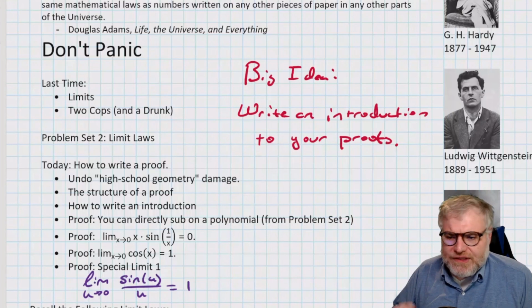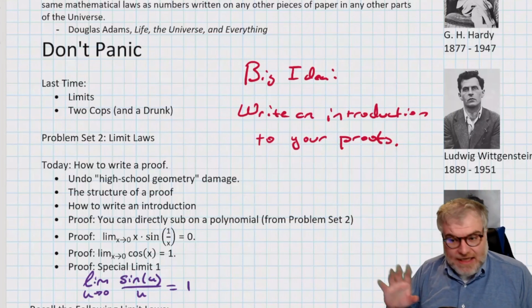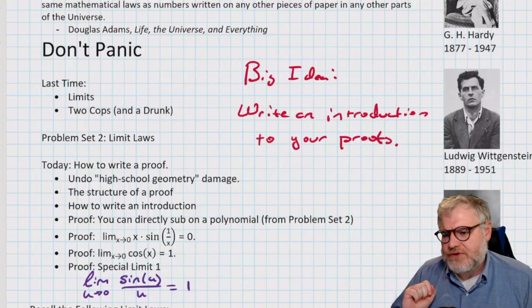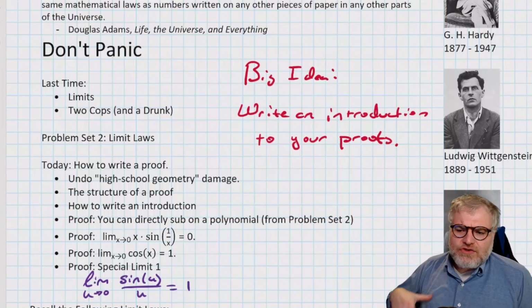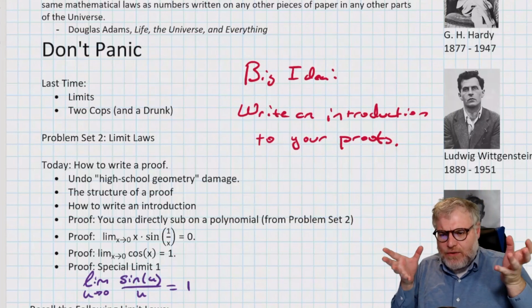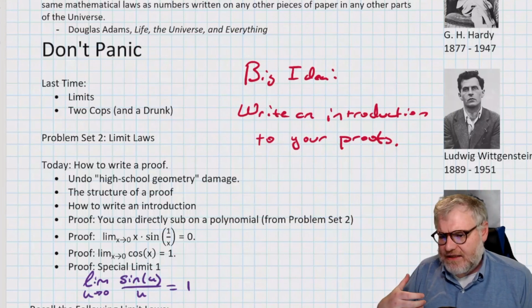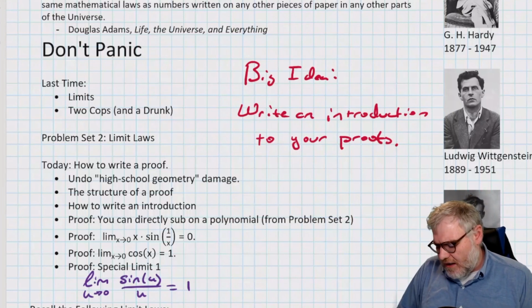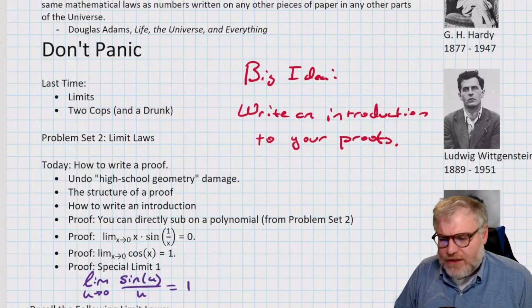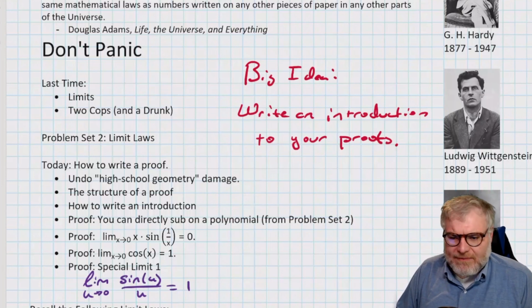And then we'll do some of these picture proofs, which don't really show up on tests. Two cops shows up on tests, and proofs with two cops show up on tests. But they illustrate the power of this method, where you get the thing you want trapped between two things, and then you take it to the limit that you want it to go to. So in that vein, we're going to do the limit as x goes to 0 of cosine of x equals 1, and we're going to prove this special limit.